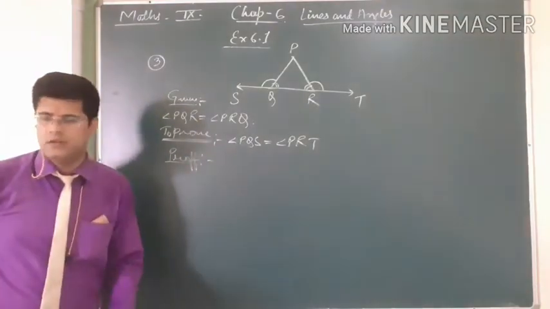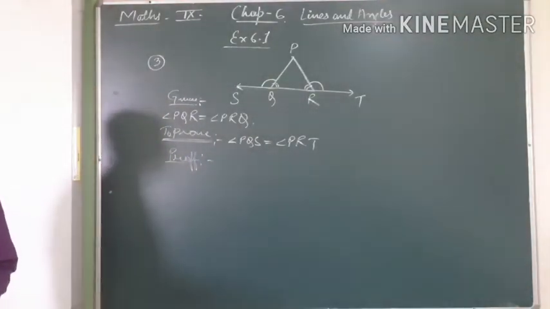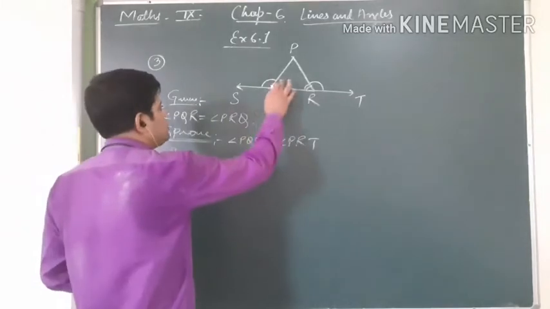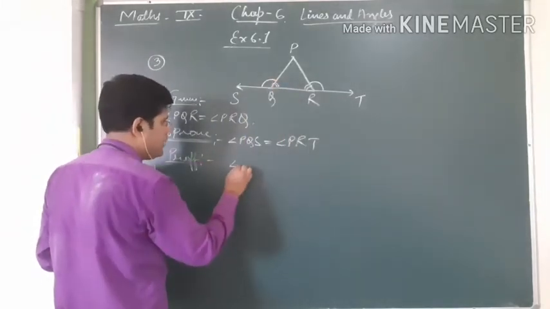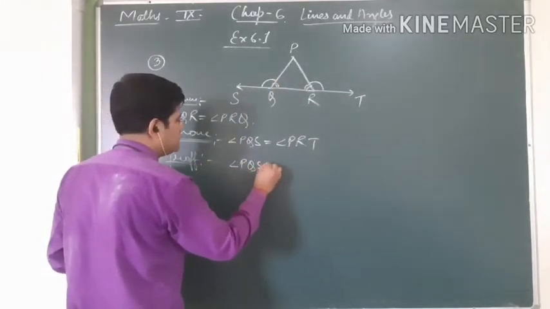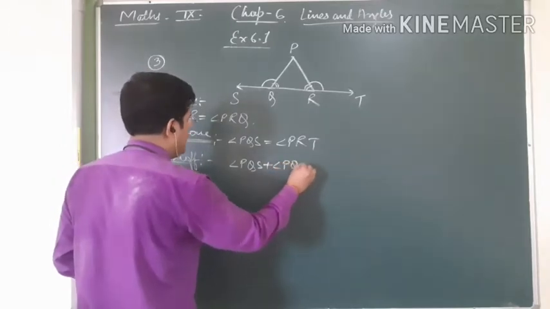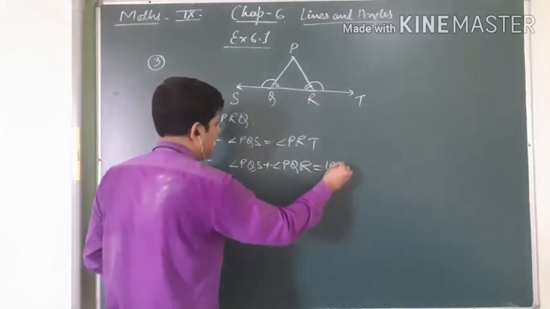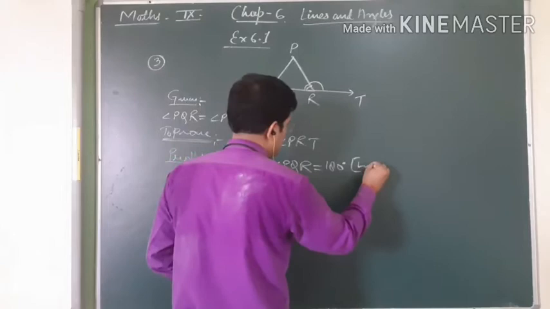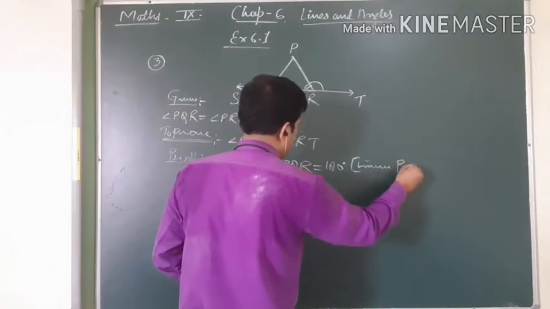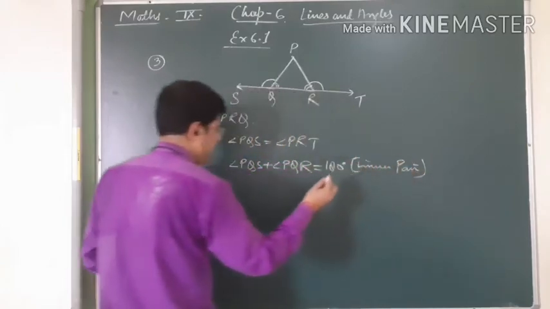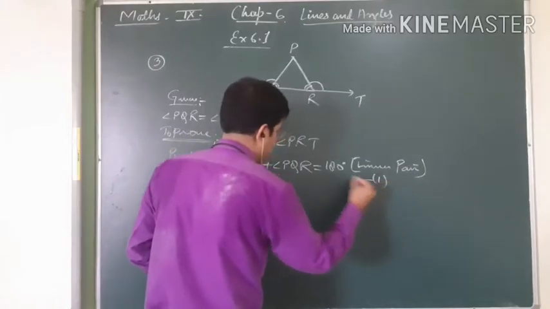It's very simple. No need to panic. First of all, these two angles form 180. Angle PQS plus angle PQR is equal to 180. By which property? That is linear pair. And this is going to be equation first.